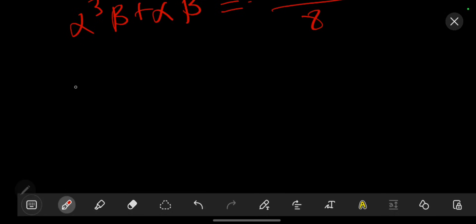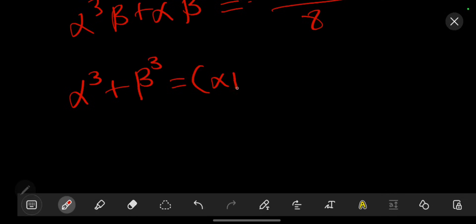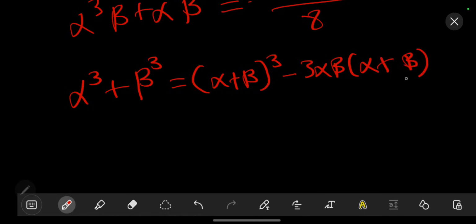If you have, let's say, alpha to the power 3 plus beta to the power of 3, what you're going to do for this one is that you know that this identity, according to what we got, should be equal to alpha plus beta, then we have to the power 3, then we are going to have minus 3 alpha beta, then we have our sum, which is alpha plus beta, like that.